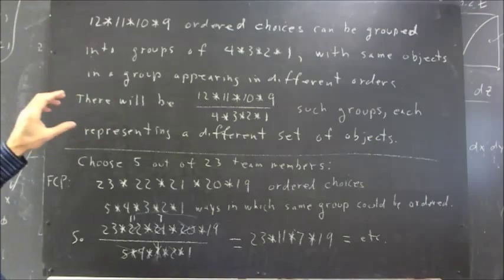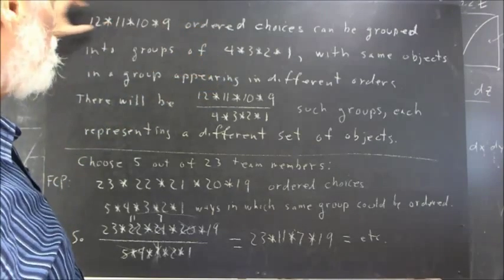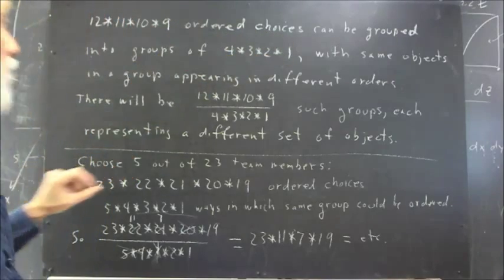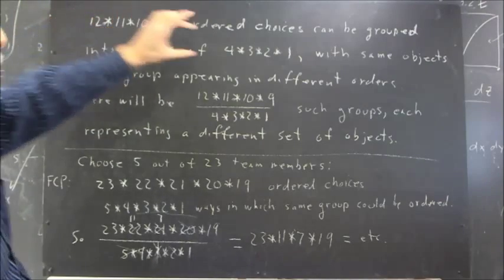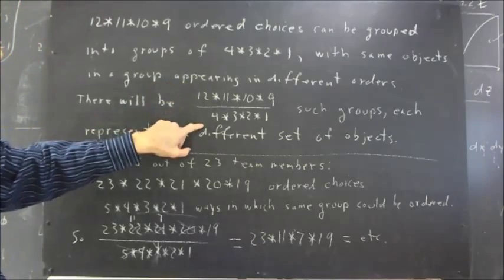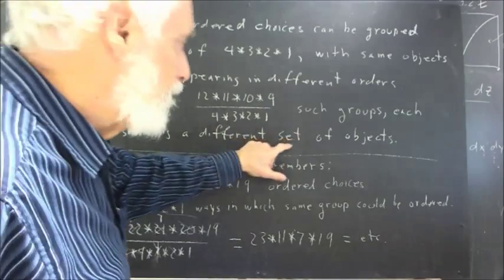Okay, that means that if we want to look at unordered choices, these ordered choices appear in identical groups of 24. So to get the number of unordered choices, we're going to divide this number by this number, and we get this number. So this is how many such groups there are. Again, each representing a different set of objects.